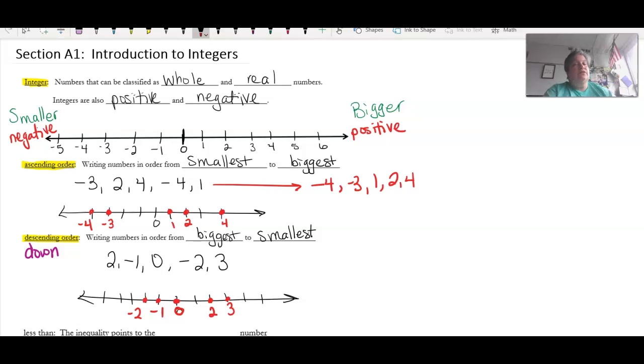So we're going down. So this time you have to start at the biggest number. And the biggest number is the number on the right, which is 3. And then I'm going to move to the left. I'm going to go down. And so 3, then 2, then 0, then -1, then -2.